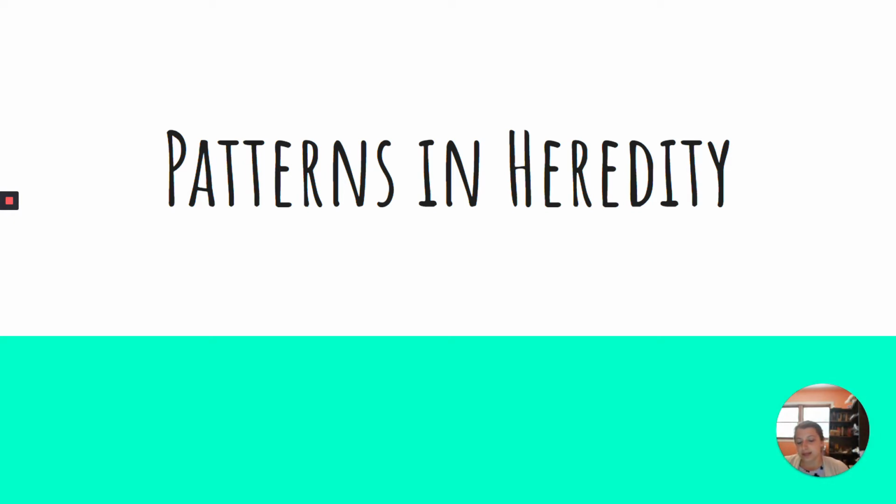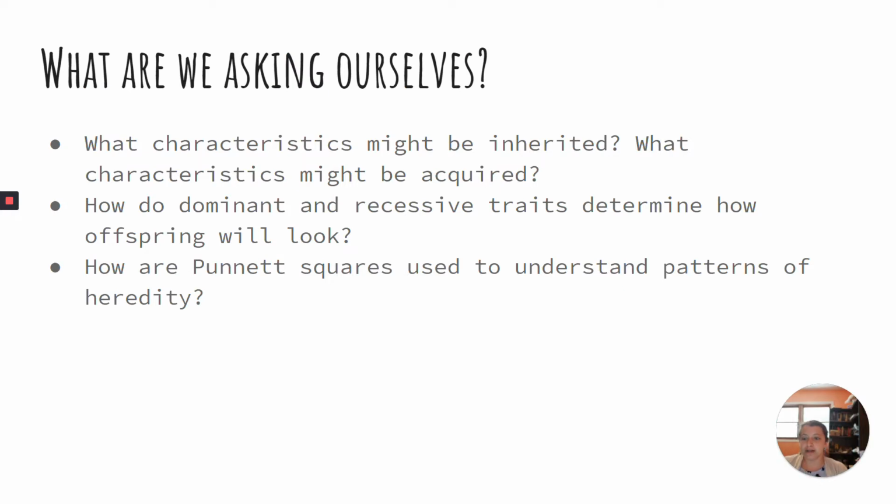Okay? So, first, there are 3 questions that I want you to have in the back of your mind the whole time you're watching this video. Okay? If you need to pause it, that's fine. Pause it and say, okay, can I answer these questions yet? You will by the end of this video. All right, so the first one, what characteristics might be inherited? Which ones might be acquired?